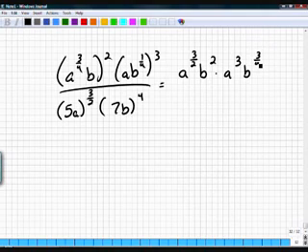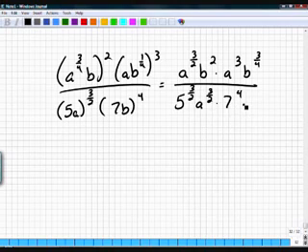B to the second times a to the third, b to the 3/4, good, over 5 to the 3 halves, a to the 3 halves, times 7 to the 4th, times b to the 4th. Therefore, you see what would have happened on that last one? We had 5 to the 3 halves. You would have had like 5 to the 1/4 or something on top. You could have combined those if we would have worked the right problems.